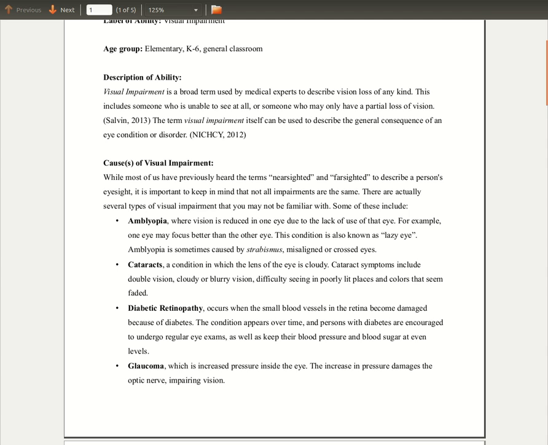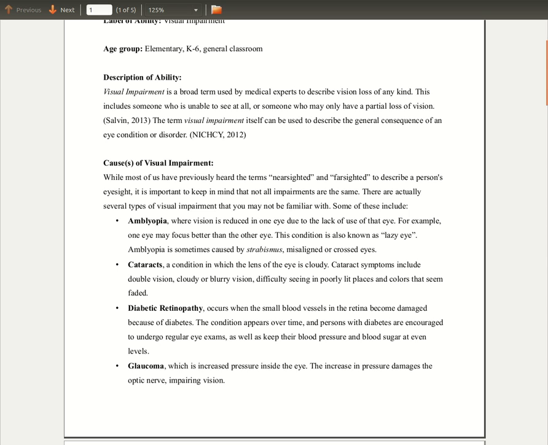Now, some causes of impairment would include such things as amblyopia, where the vision is reduced in one eye due to the lack of the use of that eye. We usually have heard the term lazy eye to describe this condition. Now, amblyopia is sometimes caused by a strabismus, which is a misaligned or crossed eyes.